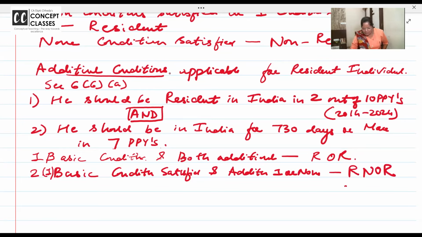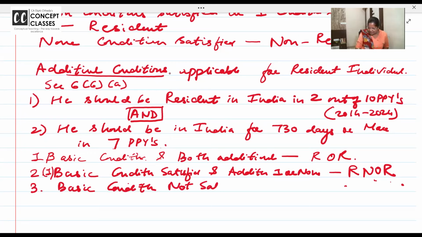Ma'am, why are you resident? Because you are satisfying any one of the basic conditions. Then why are you not ordinary resident? Because you are not satisfying both the additional conditions. You are said to be resident, but not ordinary resident. And third one is basic condition not satisfied. Bye-bye. What is bye-bye? You are a non-resident.